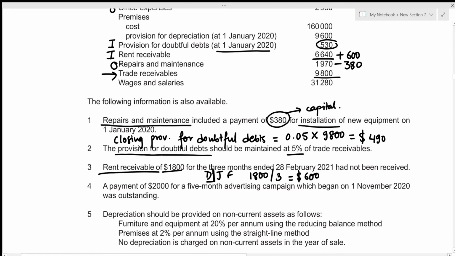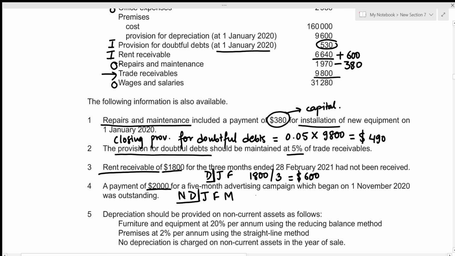Obviously, these are overheads. Let's have a look at the additional information section. A payment of 2000 for a 5-month advertising campaign which began on 1st November 2020 was outstanding. So this amount relates to 5 months. So those 5 months are going to be November 2020, December 2020, January 2021, February 2021, and March 2021. Again, we're making an income statement for the year ended 31st December 2020, which means we will only be recording the expenses till 31st December 2020. So out of these 5 months, we will only be recording those relating to the 2 months.